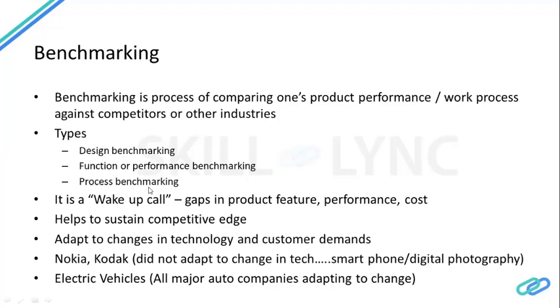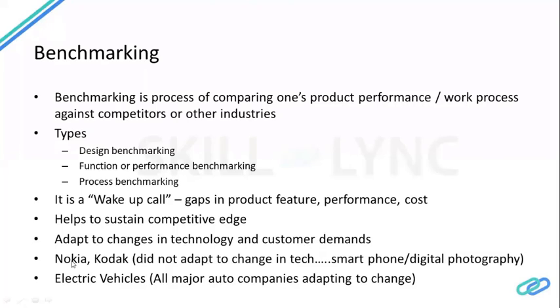You can also compare the processes involved in the manufacturing. So as I said, let's take the example of the earlier part. Maybe you are making that part by bar machining, but your competitor is making that part by the threading option. So definitely the competitor has a better advantage because he has less cost in the manufacturing. So there could be process benchmarking as well. What is benchmarking? It is basically a wake-up call. It basically shows what gaps your product has in terms of feature and performance and cost compared to your competition. It always helps you sustain the competitive edge, and it makes you adapt to the changes in the technology and customer demands.